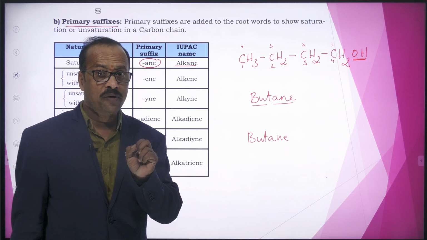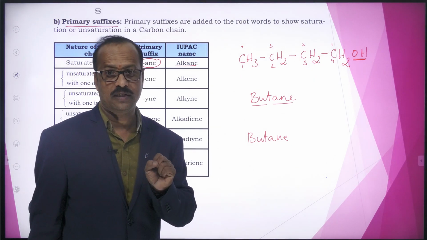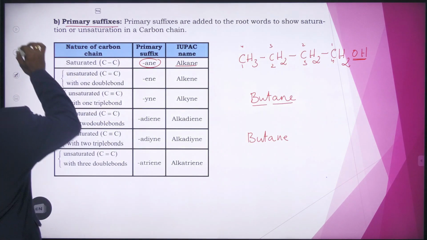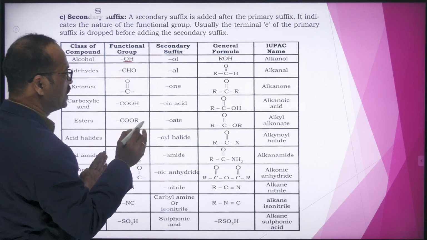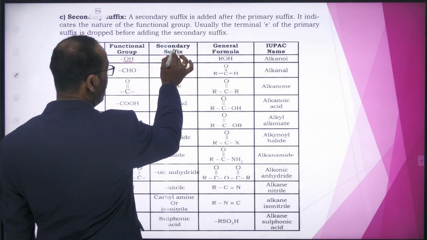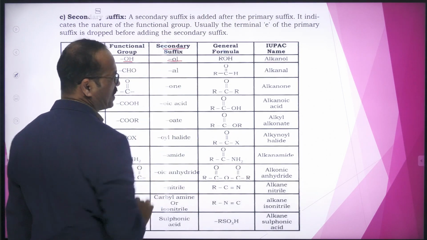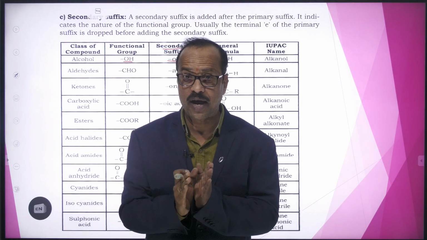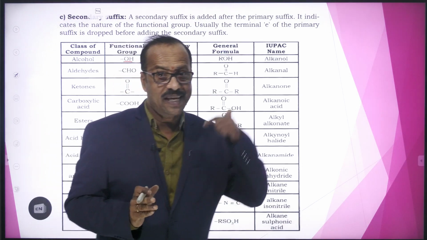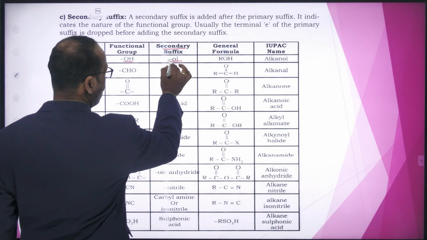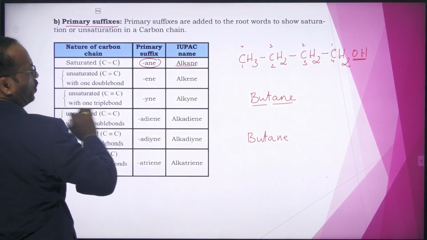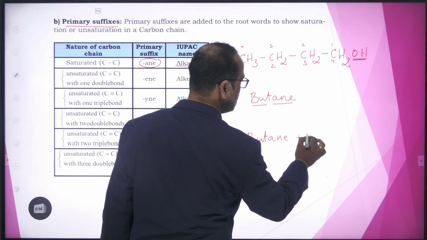This OH is the functional group of alcohol. When OH is there, we add the secondary suffix. Already we added the suffix "ane." To this "ane," we are going to add one more suffix, "ol."